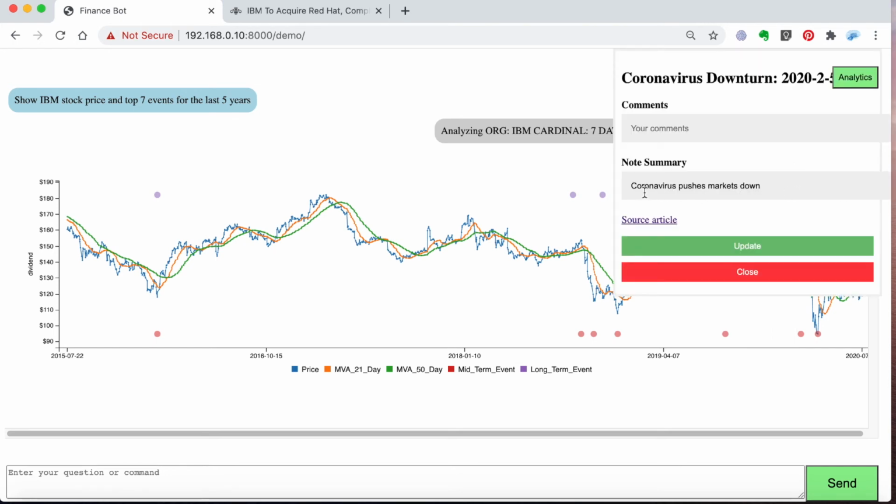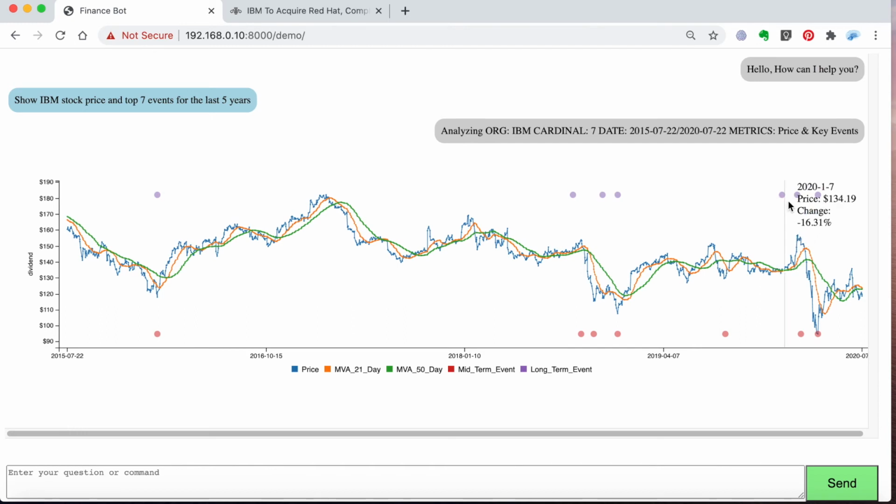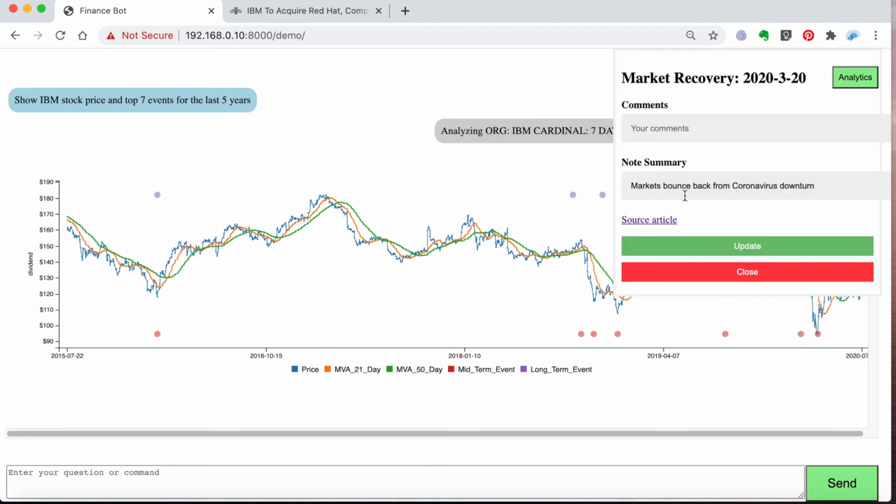and at this event, coronavirus pushes markets down. So this is having a significant impact on IBM stock price. The price starts plummeting despite the positive news that it had year-over-year revenue growth and a new CEO in place. Then I go and click on this event.